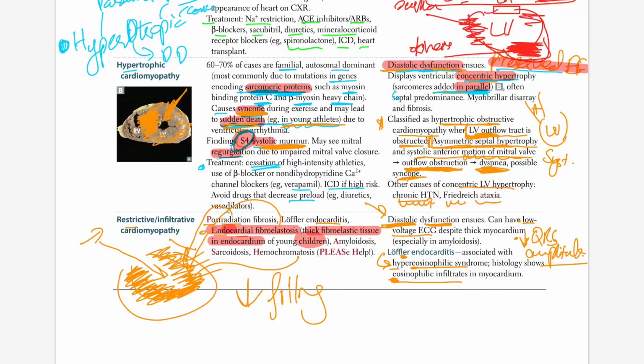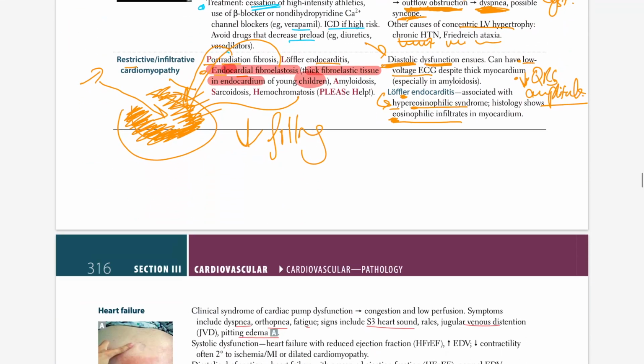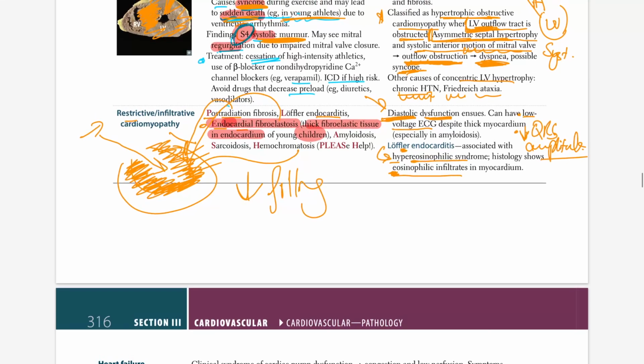For restrictive, infiltrative, "please help" is the mnemonic, in which you have the post-radiation, Löffler's, endocardial fibroelastosis seen in children, hemochromatosis, sarcoidosis, amyloidosis. Again, all of that you can't fill the heart, diastolic dysfunction. But here instead you will have some ECG problems like low voltage ECG, low voltage meaning low QRS amplitude, and Löffler's is E for eosinophils, eosinophilic infiltrates. And that is all for this one.